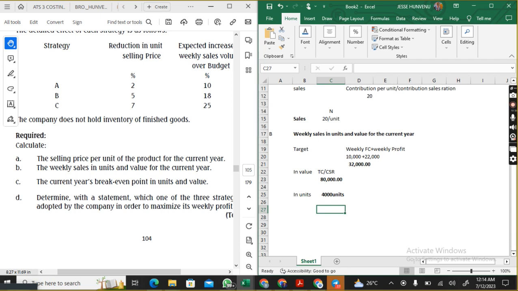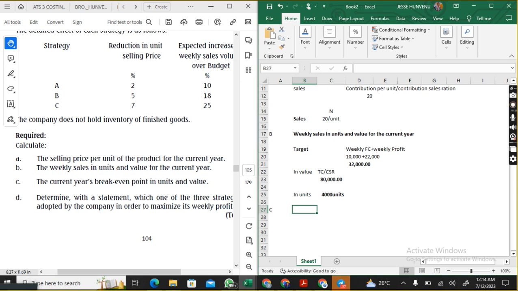Now we are told the current year break-even point in unit and break-even point in value. Just remember the break-even point formula. Fixed cost over what? Contribution per unit. In value, it is fixed cost over what? Contribution sales margin ratio.